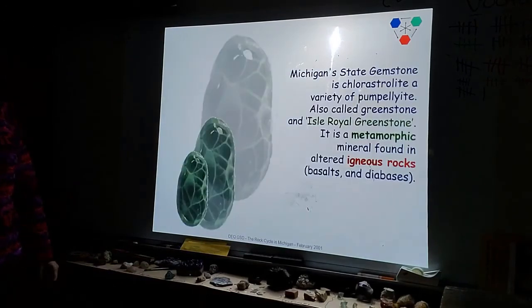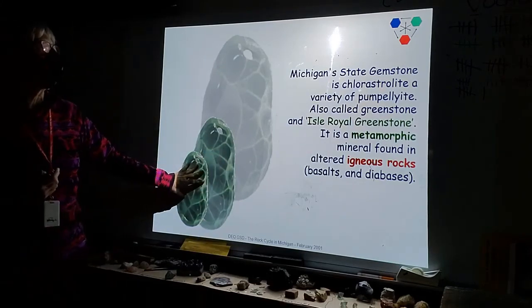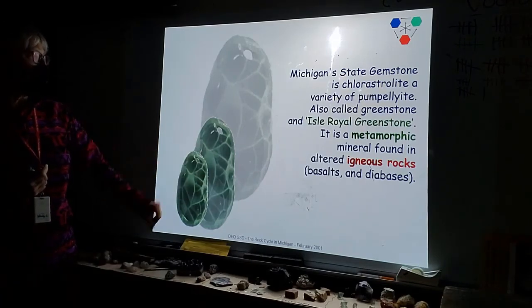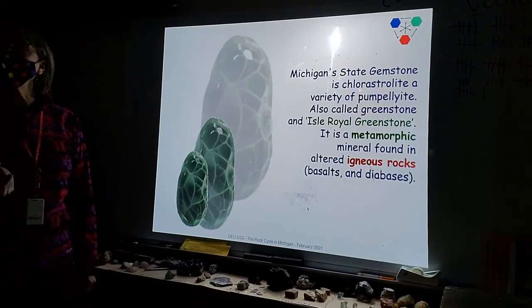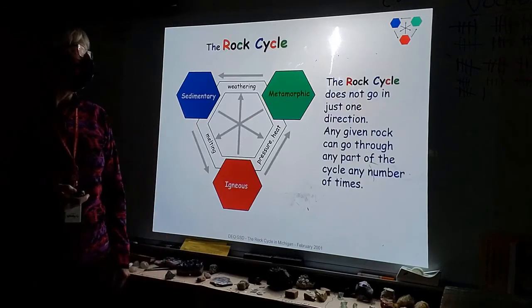And just more about Michigan. We have a state gemstone. The gemstone is called the Isle Royale greenstone. It's a metamorphic mineral. It's beautiful. So our state rock is Petoskey stone, right? Our state gemstone is Isle Royale greenstone.